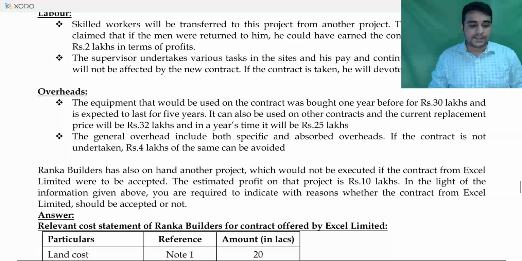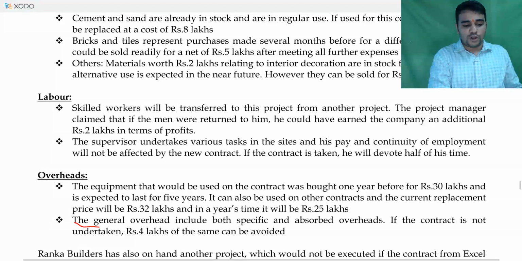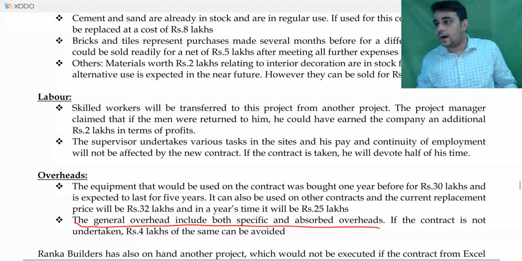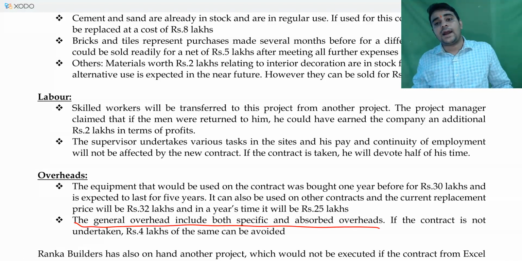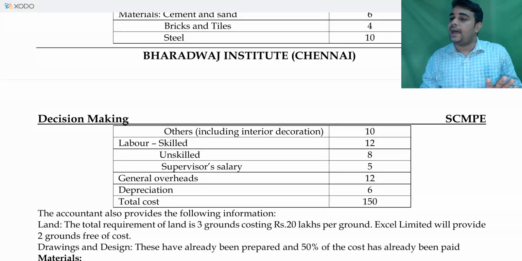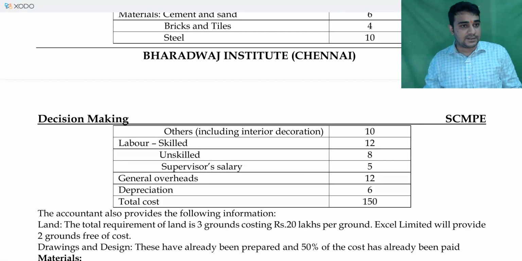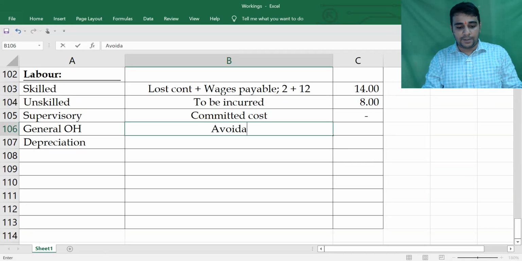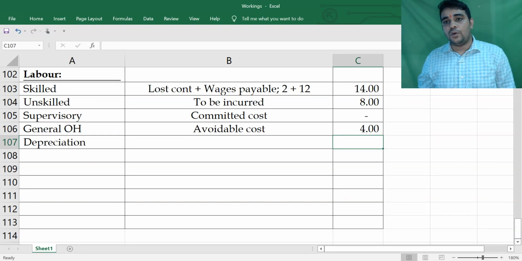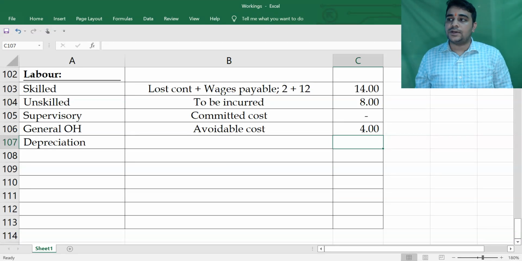That all depends on extra information. For general overheads, the general overhead includes both specific and absorbed overhead. If the contract is not taken, 4 lakhs of it can be avoided. Of the 12 lakhs, 4 lakh is avoidable, 8 lakh is committed. So for general overheads, the avoidable cost is 4 lakhs.